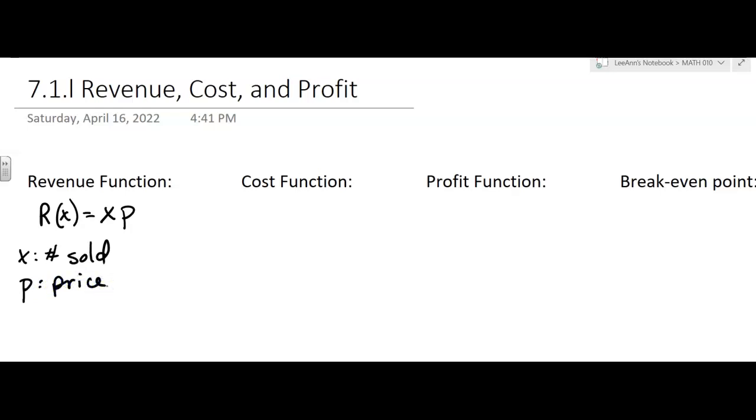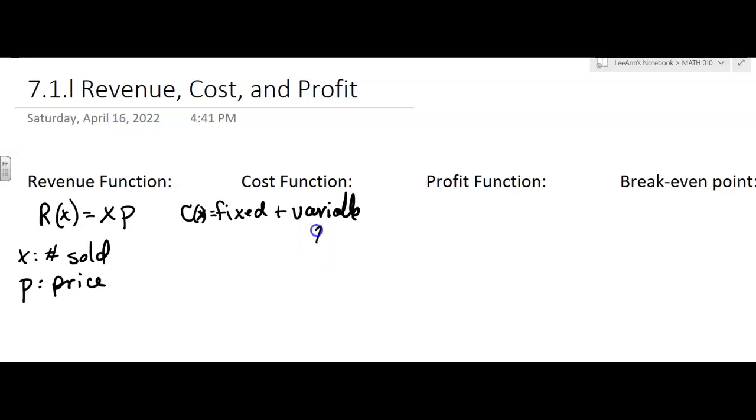The cost function is going to be based on fixed costs plus variable costs. So that's going to be the cost function, C of X. And the fixed costs are things like you have to pay for rent, you have to pay for your license or something. It doesn't matter how many products you make. If you're making shoes, it doesn't matter how many shoes you make, you have to pay those fixed costs.